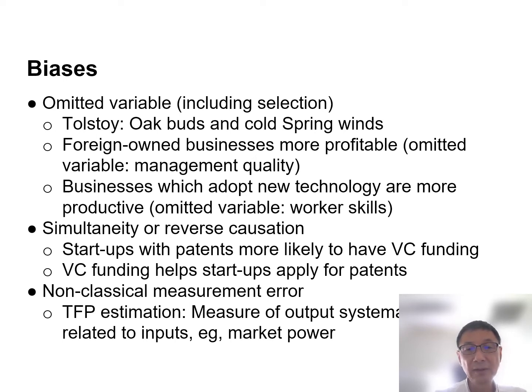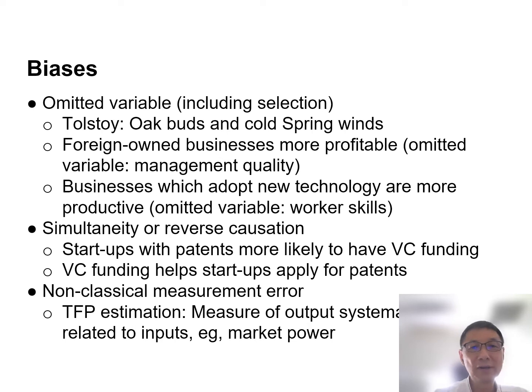So an example, if you think back to the quote from Tolstoy, he noticed that when the oak buds open, cold winds blew. And he challenged the view that it was the oak buds blooming that caused the cold spring winds. Well, clearly, there is a third omitted variable, namely spring weather, the onset of spring, that causes both the buds to bloom and the spring winds. So that's a very simple example.